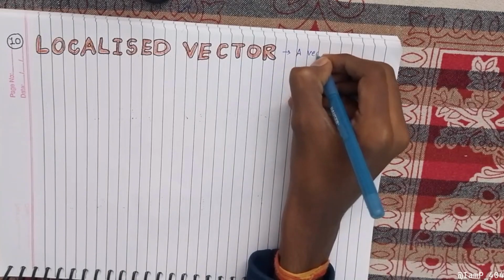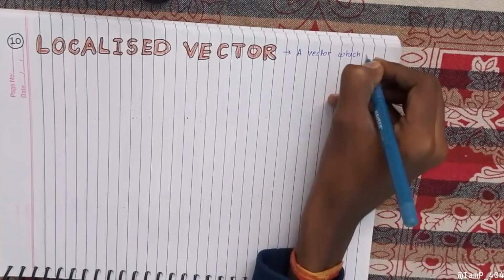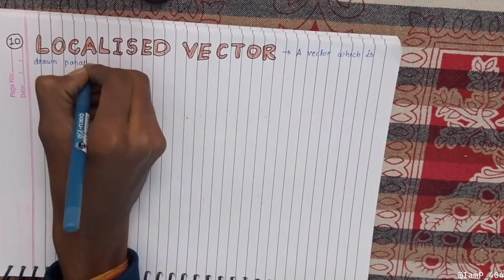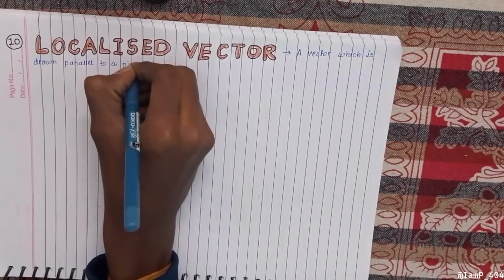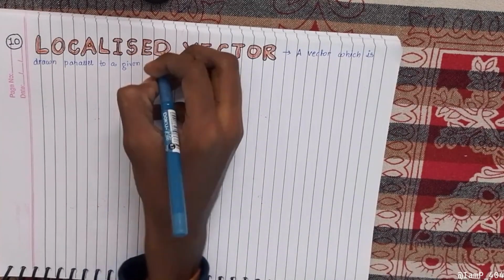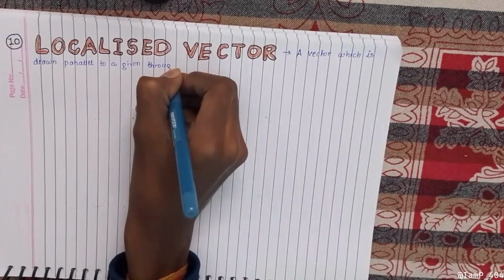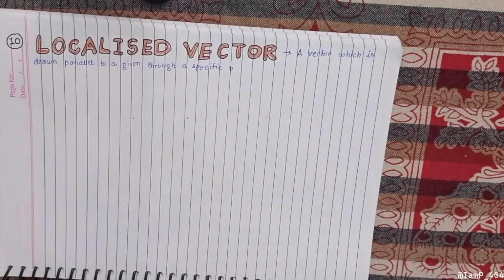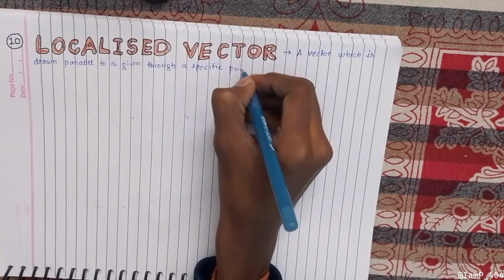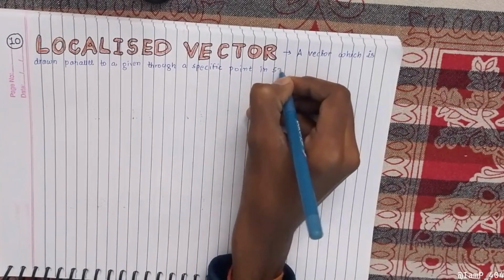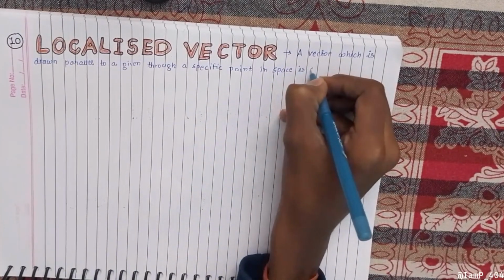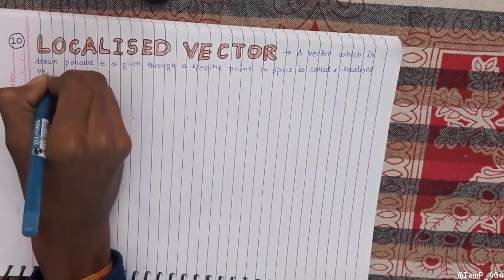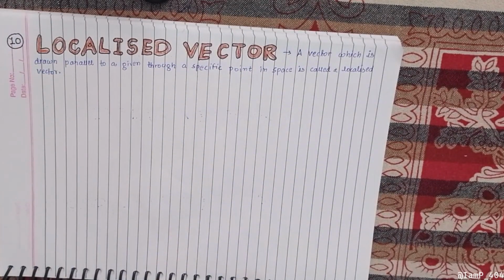A vector which is drawn parallel to a given vector through a specific point in space is called a localized vector. So this is what localized vector means.